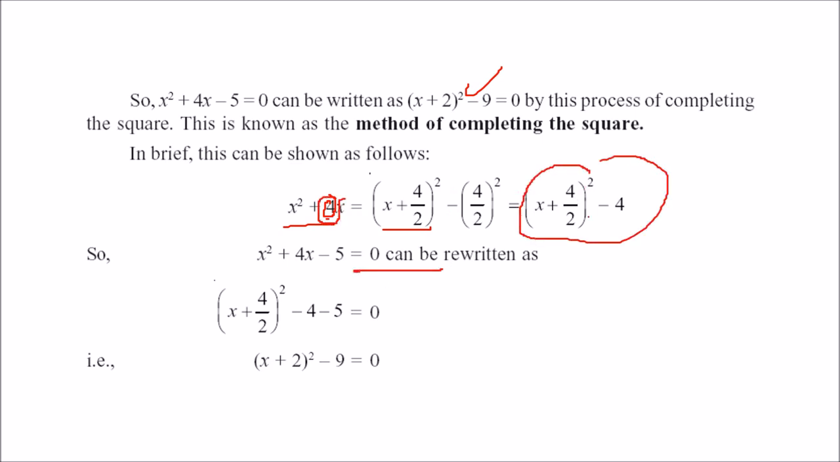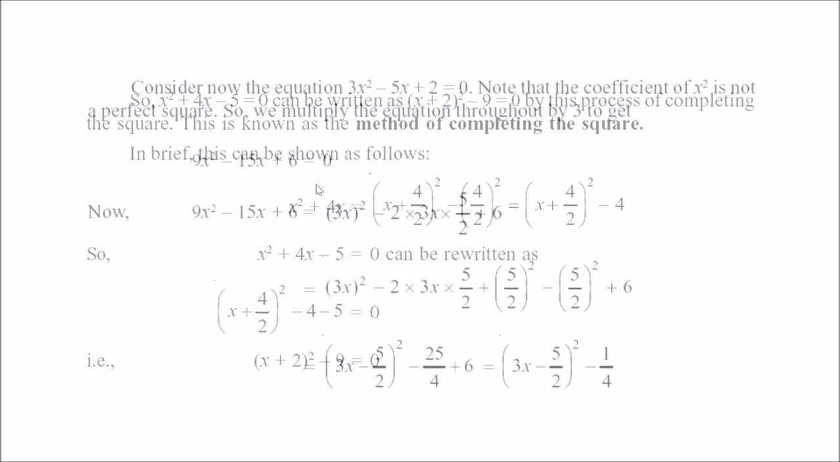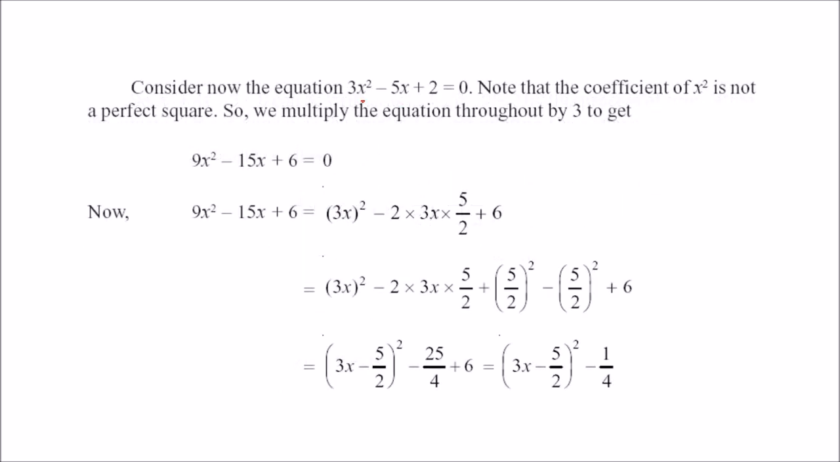So this can be written, because minus 5 was also there. x square, when we add this, we get minus 9. So (x plus 2) whole square minus 9 equal to 0. Now this is again a situation, 3x square plus 5x plus 2.